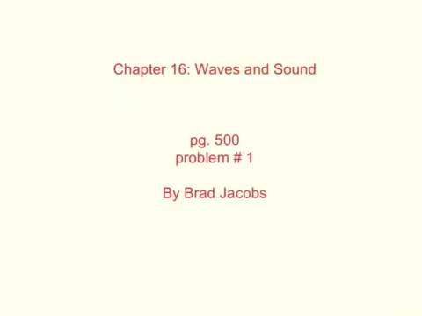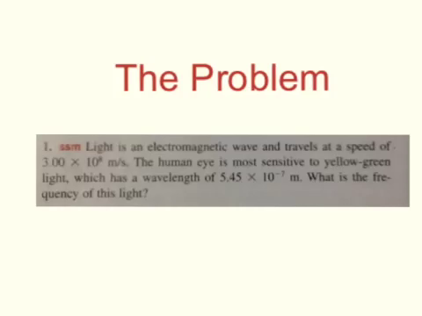Today I will be solving problem 1 of page 500 of chapter 16 about waves and sound. The problem reads, light is an electromagnetic wave and travels at a speed of 3.00 times 10 to the 8th meters per second. The human eye is most sensitive to yellow-green light, which has a wavelength of 5.45 times 10 to the negative 7th meters. What is the frequency of this light?